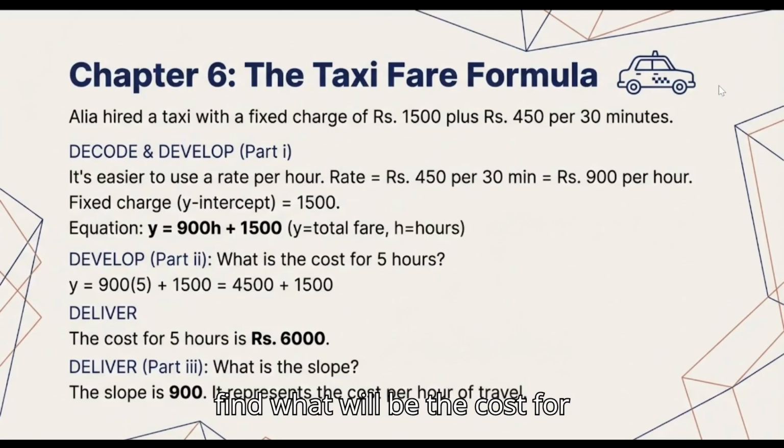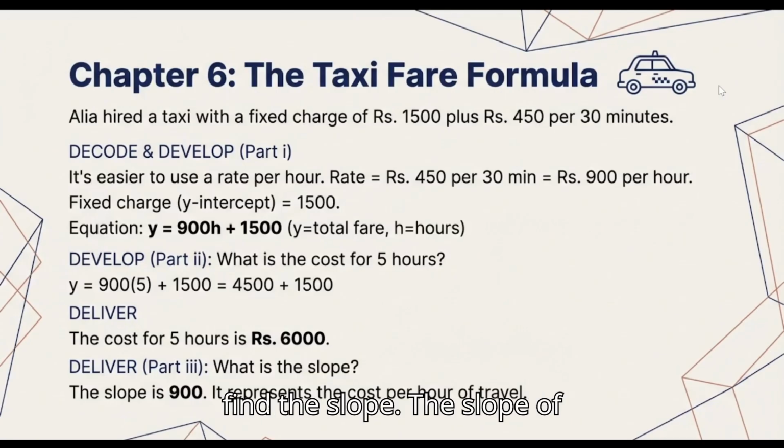For part 2, we need to find what will be the cost for 5 hours. So we will change the value of h to 5. 900 into 5 is 4500. It gets added with 1500. That means the cost for 5 hours is 6000 rupees.